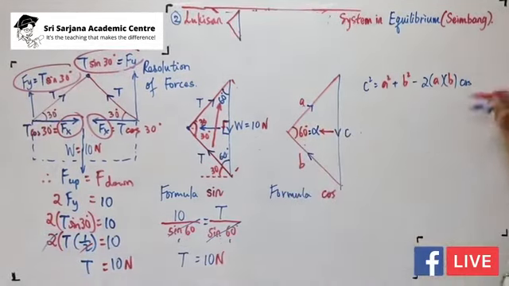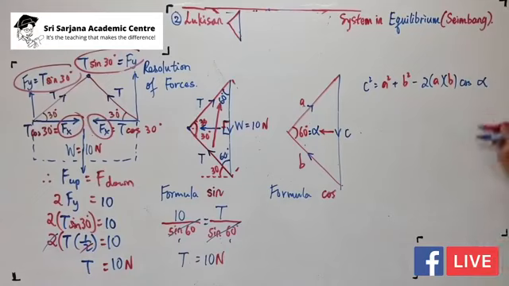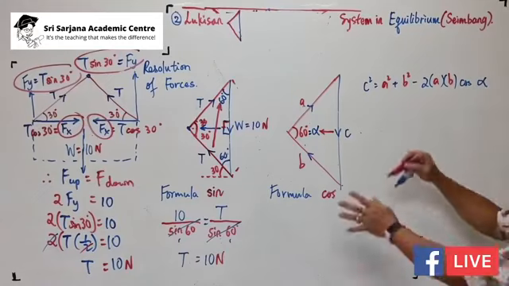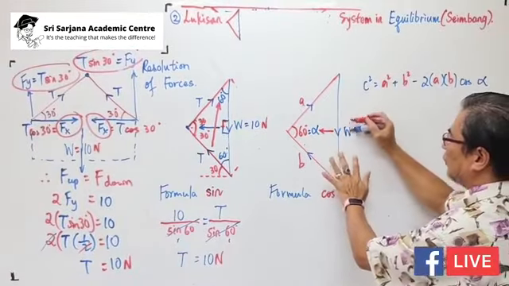So cos alpha. You're going to use this. Remember you learned this in your maths? So now I put back our values. We know this is W, which is 10.